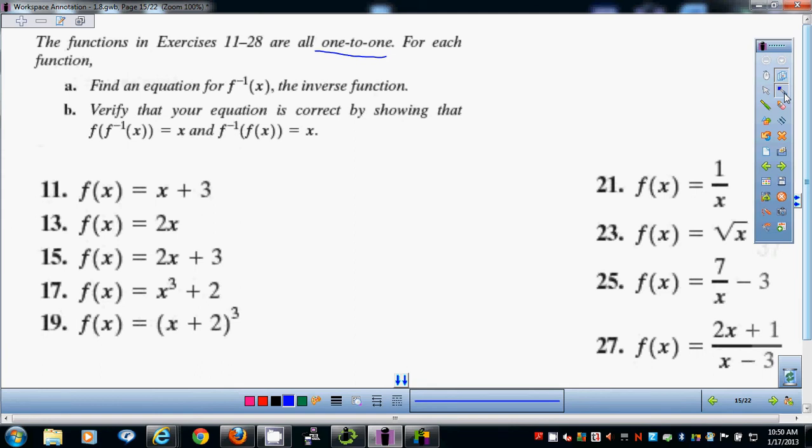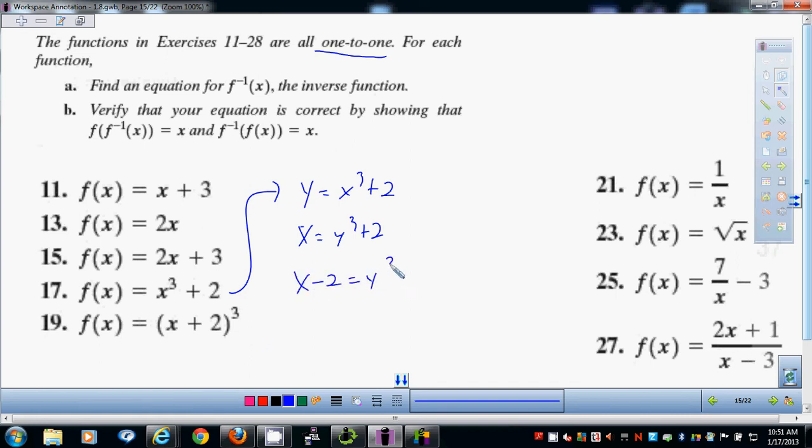Couldn't f of x equals x cubed plus 2 also be written as y equals x cubed plus 2? They're essentially the same thing. To find an inverse, all you do is switch your variables and solve for y. So that's going to be x minus 2 equals y cubed. How do you get rid of a y cubed? Cube root of x minus 2. And that is your inverse function.